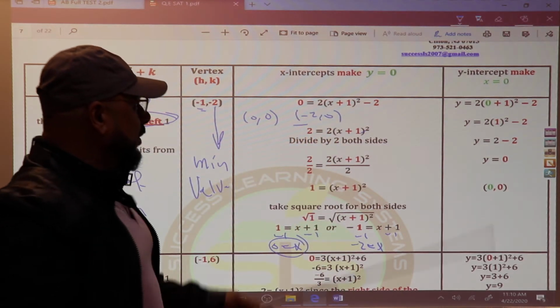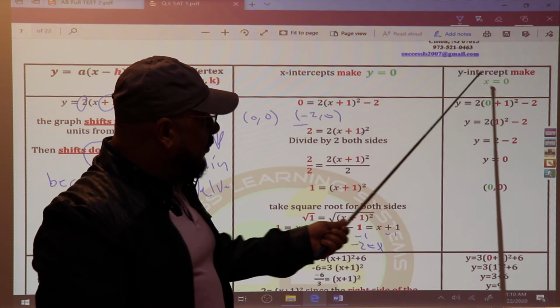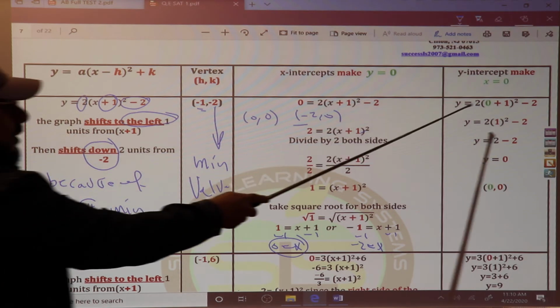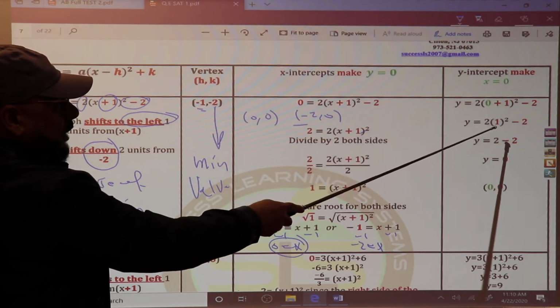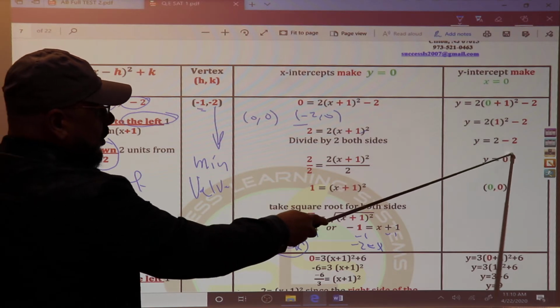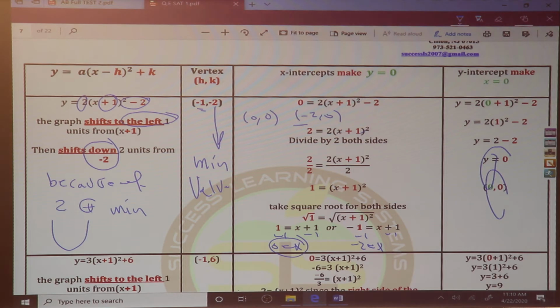The y-intercept. How do we find the y-intercept? We take the x and replace it by 0. 0 plus 1 is 1, 1 squared is 1, times 2 is 2, 2 minus 2 is 0. Then (0, 0).